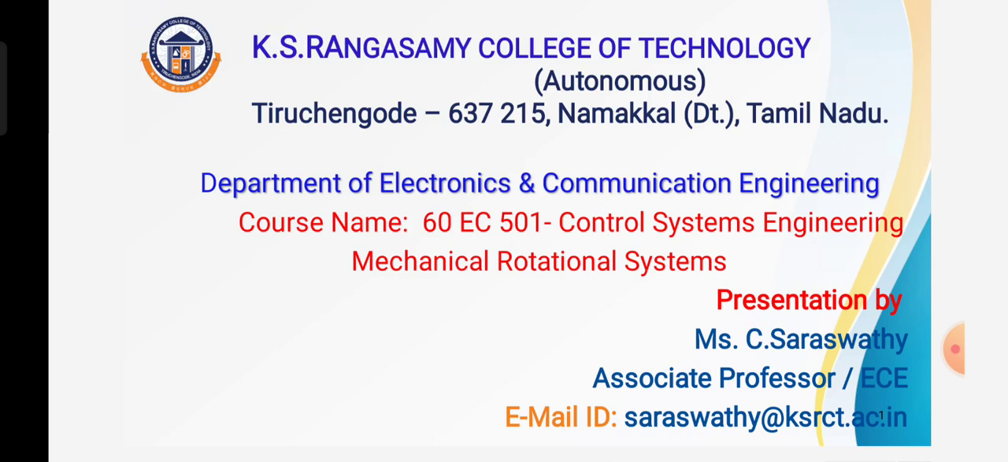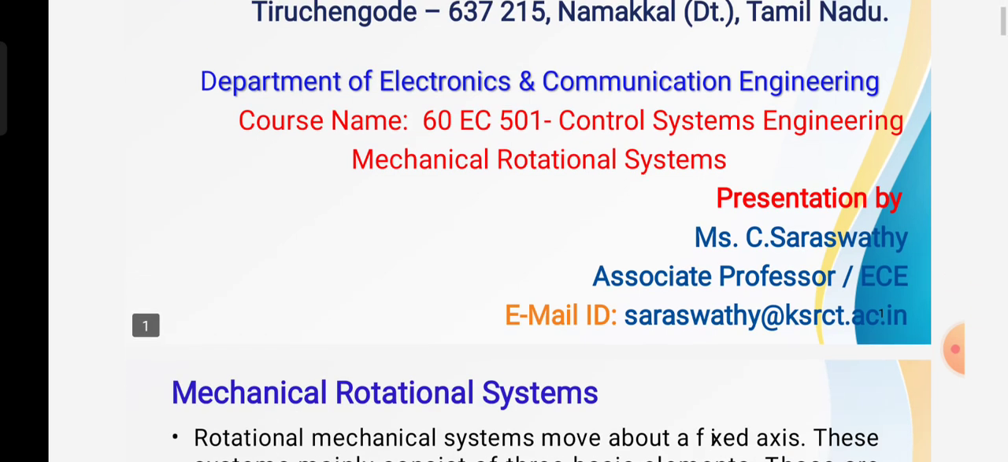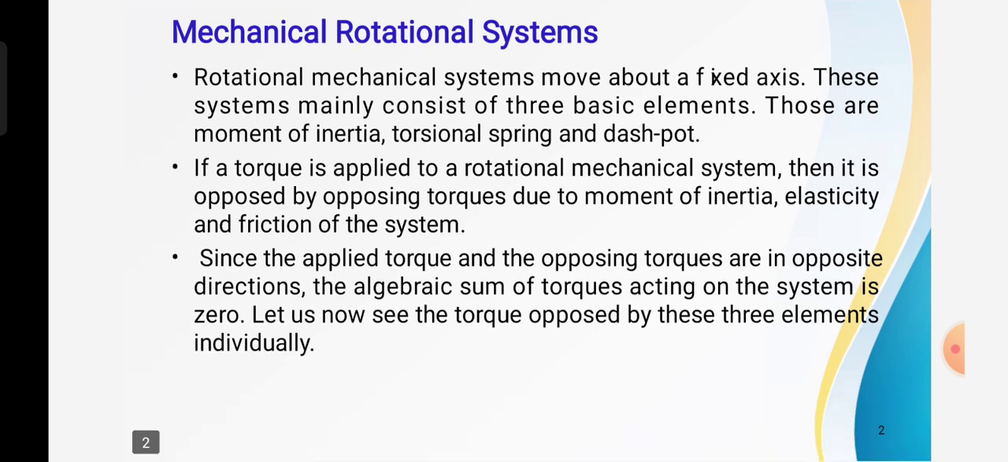Today we are going to discuss mechanical rotational systems. What are mechanical rotational systems? Mechanical rotational systems involve motion with respect to a fixed axis. They consist of three basic elements: first, moment of inertia; second, torsional spring; third, dashpot.